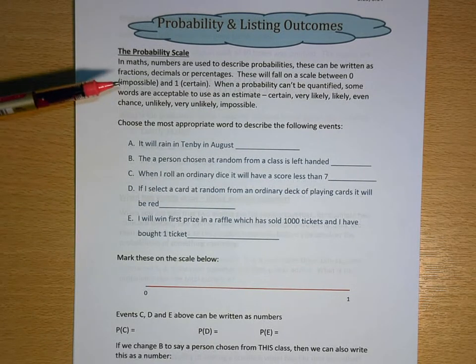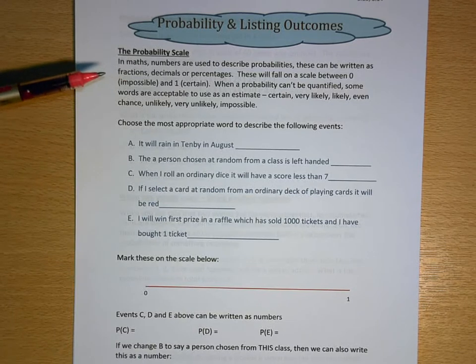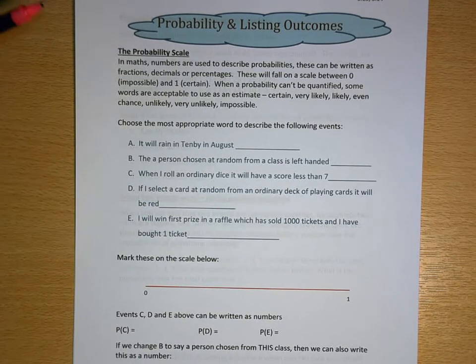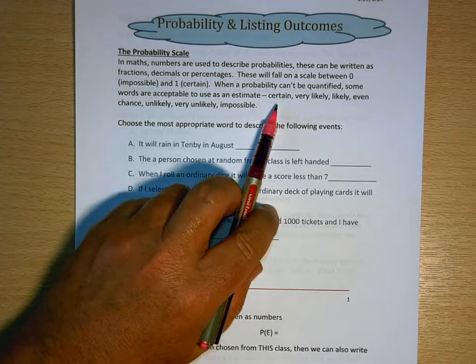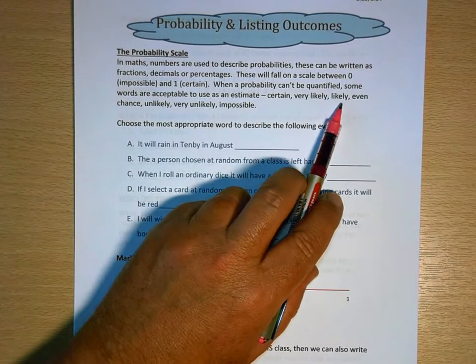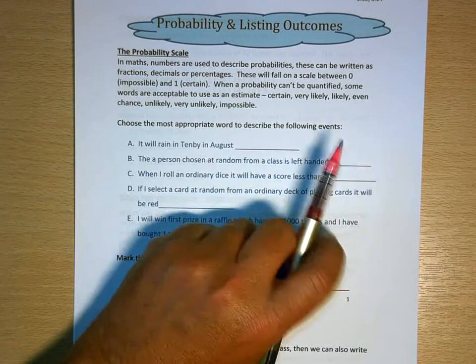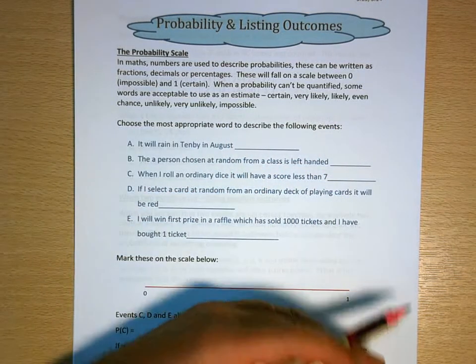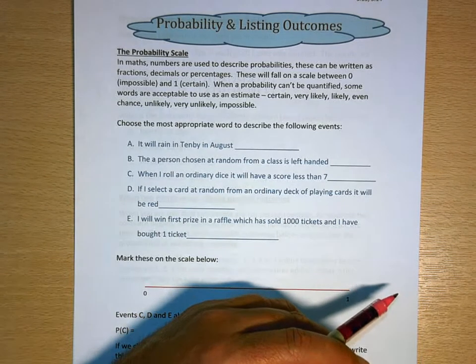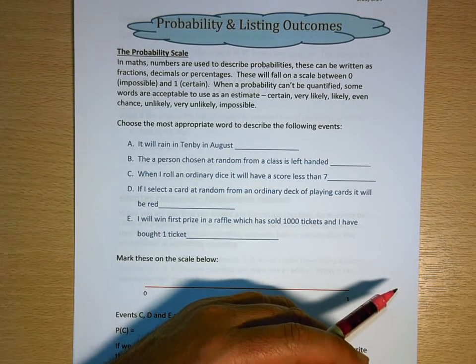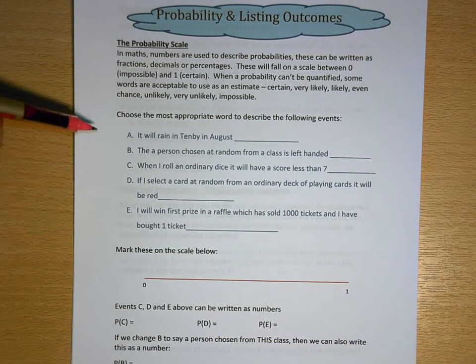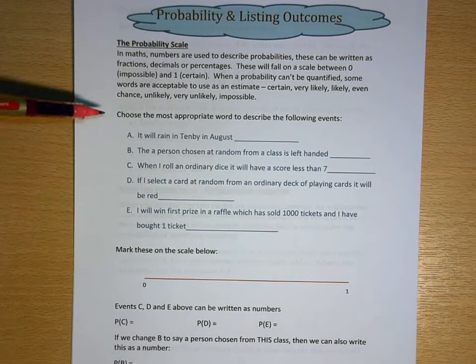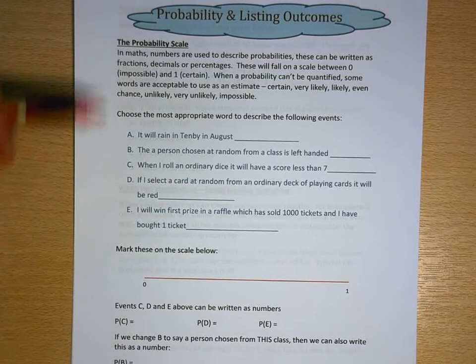There are occasions when you can't quantify, when you can't put a number to a probability, but you can use language. So the language that is associated with probability in maths would be certain, very likely, likely, even chance, unlikely, very unlikely, and impossible. There would be other ones as well. So a very basic sort of GCSE question, or one you would have met probably back in year 7 when meeting probability for the first time, would be to put words like that against statements like the ones below.